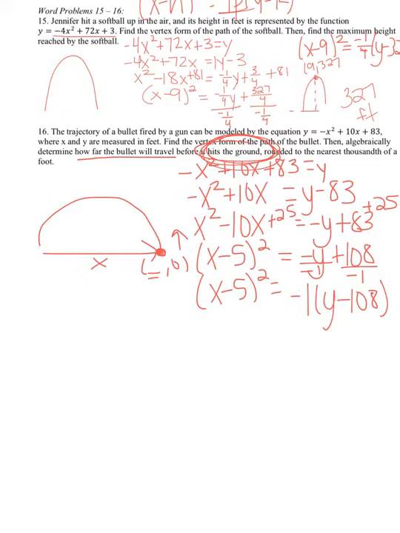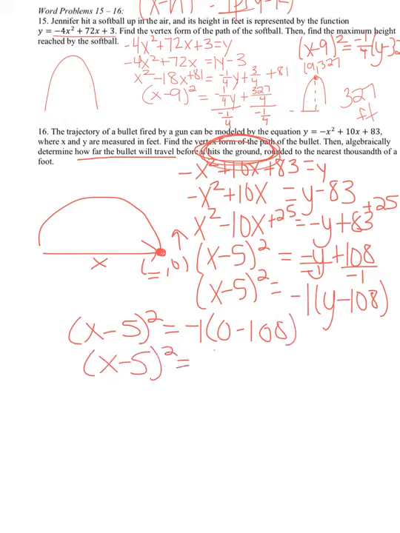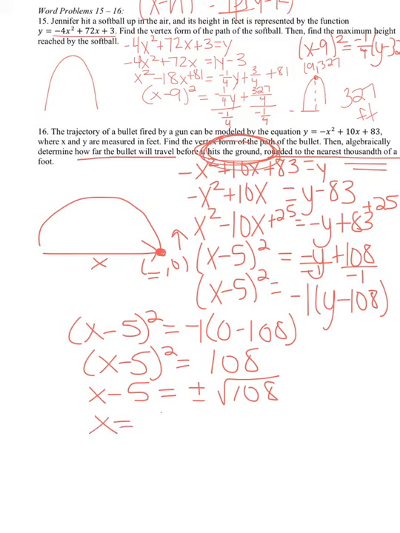So I'm just going to plug it into this. So x minus 5 squared equals negative 1 times 0 minus 108. So that gives me x minus 5 squared equals 108. I take the square root of both sides. x minus 5 equals plus and minus the square root of 108. Doesn't matter if I simplify because this says round to the nearest thousandth, so it wants it to be in a decimal form anyway. So I get x equals 5 plus and minus the square root of 108.